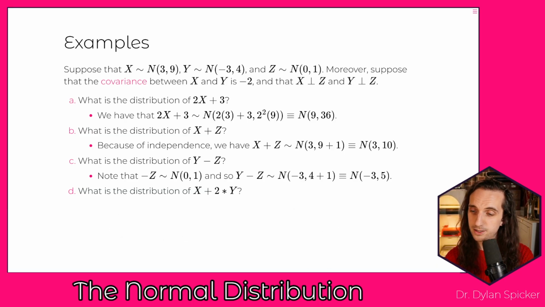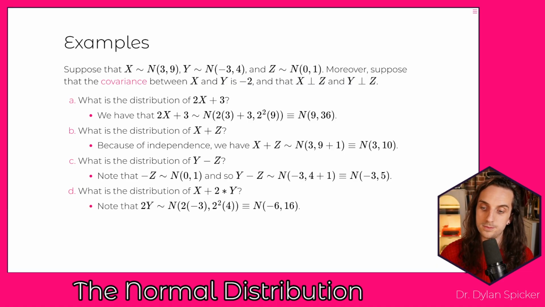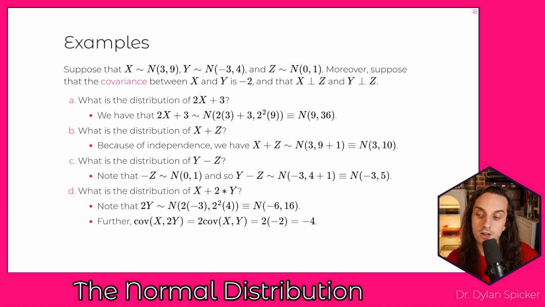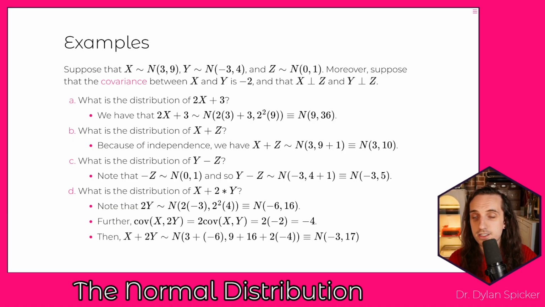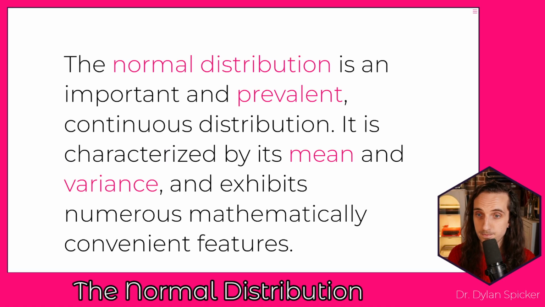So what can we do here? Well, we can say that 2y is going to be this -6, 16 normal distribution. The covariance is -4, and as a result, x plus 2y is going to be 3 plus -6 on the mean, so that gives us a mean of -3, and the variance is going to be 9 plus 16 plus 2 times -4, which gives us 17. And so x plus 2y is a normal -3, 17 distribution.